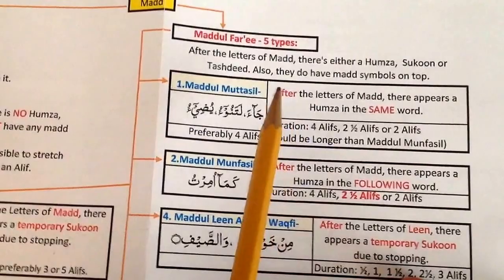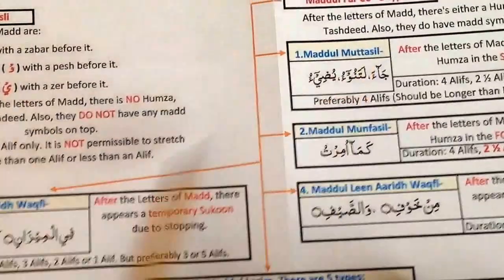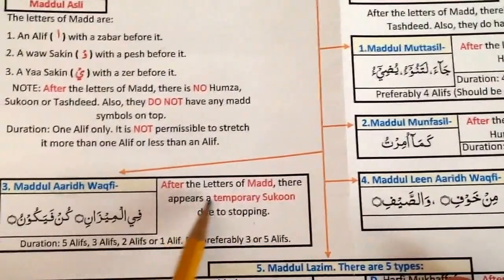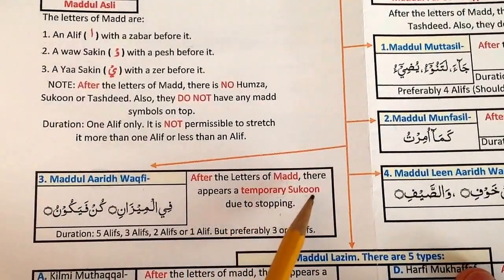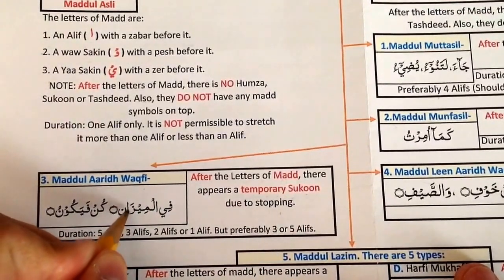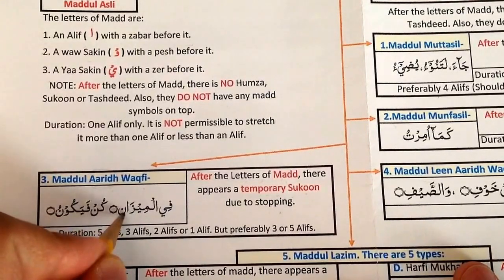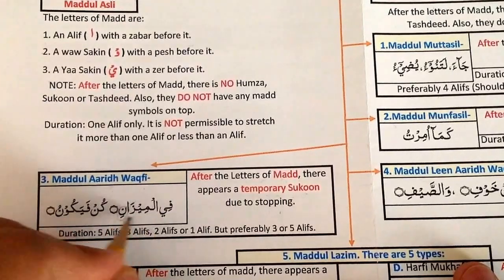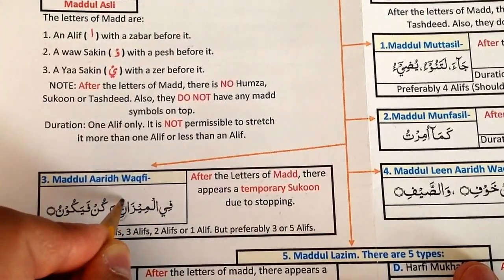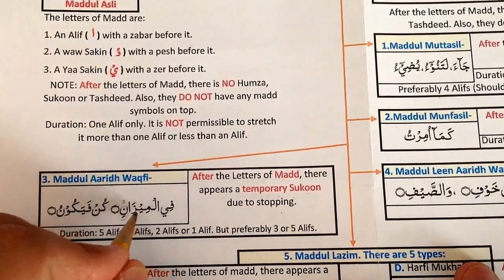And that they have either a mad symbol on top, or there's a hamza after it, or a sukoon after it, or a tashdid after it. So this is one of the types of maddul far'i. So again, after the letters of mad, there appears a temporary sukoon. What do we mean by that? See this example, the letters of mad, the alif with a zabar before it. Right after that, there's another letter, this noon, and it has a zer. So when you stop on it, you'll give a temporary sukoon on it. So instead of saying fil mizani, fil mizan.